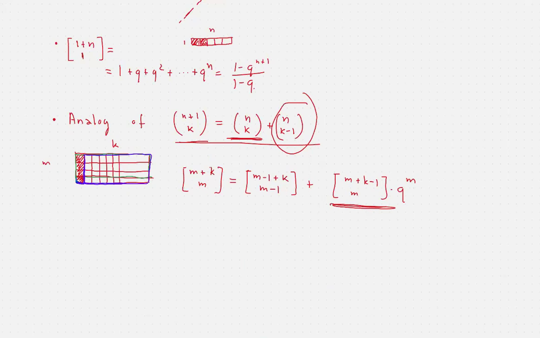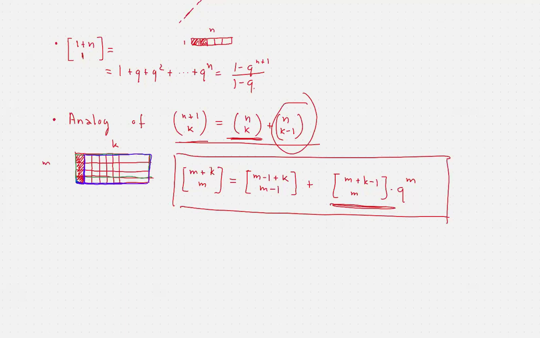So you see, exactly because the q binomial coefficients are q polynomials, the formula that corresponds to the usual formula for the usual binomial coefficients has also that extra q to the m that corresponds to this column right here. Other than that, you might argue that the analogy is perfect.